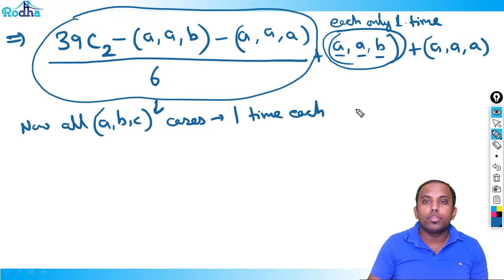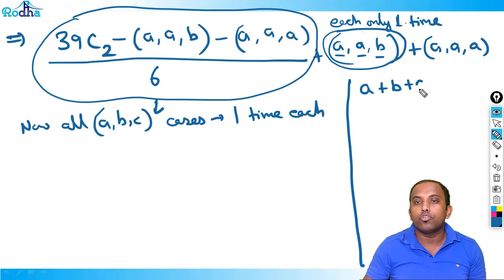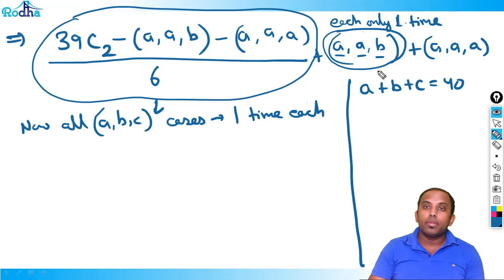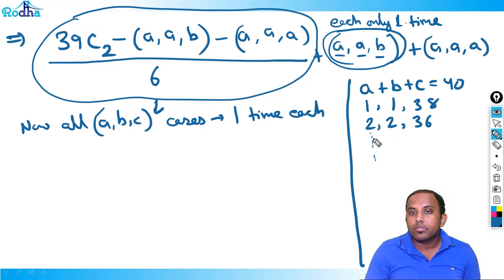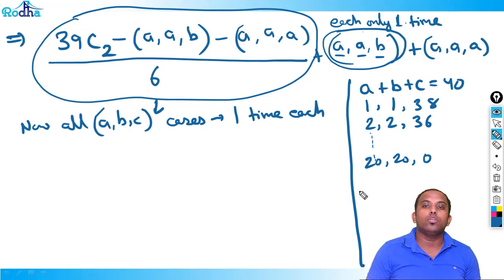I just add back the cases of AAB. So how many times will AAB occur? If A plus B plus C is equal to 40, how many cases of AAB will occur? Now you can tell me easily. It's like 1, 1, 38; 2, 2, 36 kind of case. How many cases? From 1, 2, 3, 4, 5, 6, till where? Till 20, 20, 0. Okay, so we'll have 20 such cases.